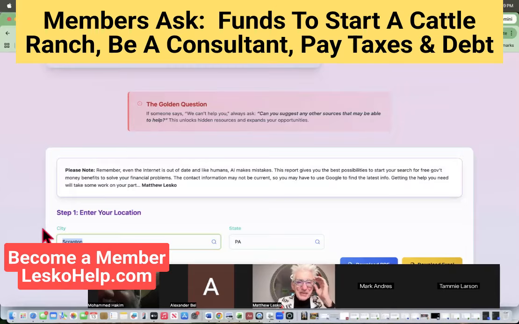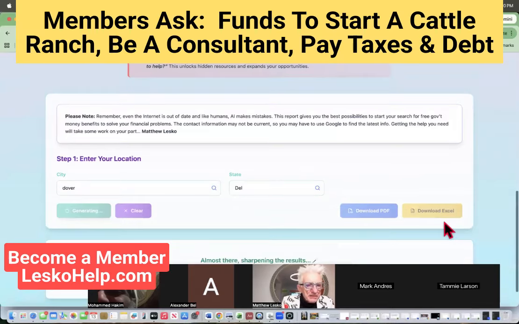Do you know his city? Why don't you put Dover, Delaware, I think. New York, or something like this. It'll be close enough. It doesn't matter. Like I say, it's so small, they will cover it. Okay, so I just put in Dover in Delaware and then put in get.